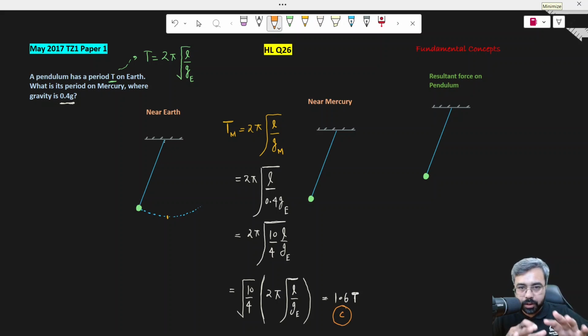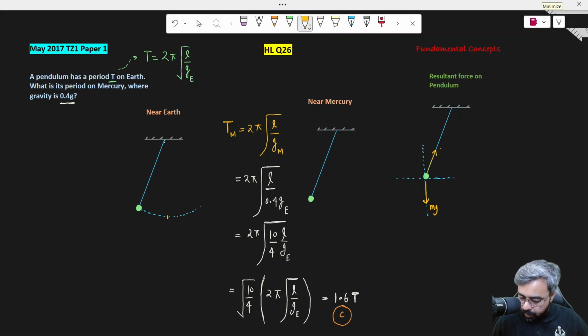Now, don't go anywhere. I'm going to tell you why it slows down in terms of forces. For this, we must first draw a free body diagram. So this is our rectangular coordinate system. Either on the Earth or on Mercury, there are two forces, and we can draw them here. Let's say this is the force applied by the Earth, so this is mg. And there's another force, that is the force of tension.